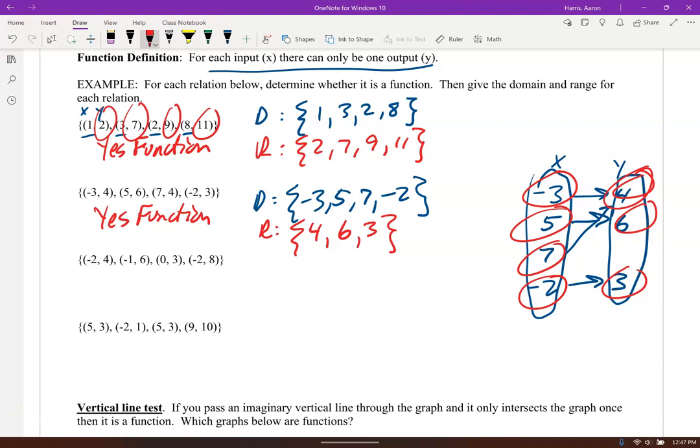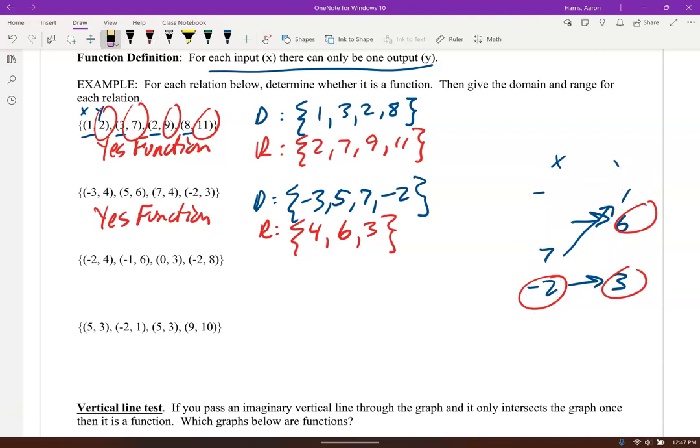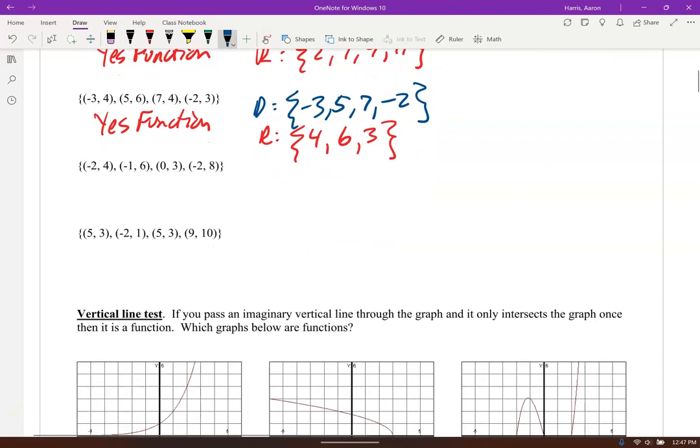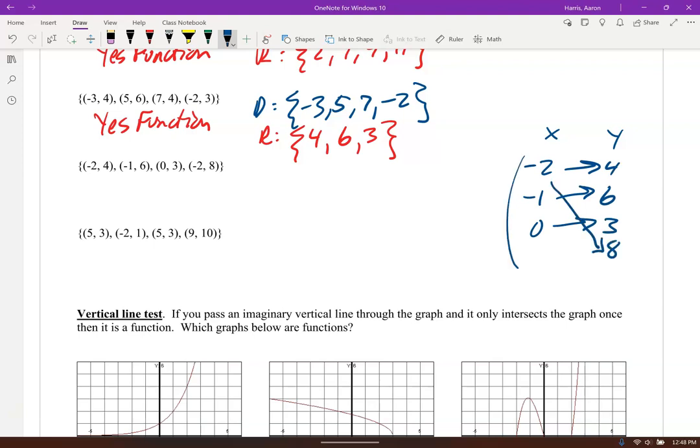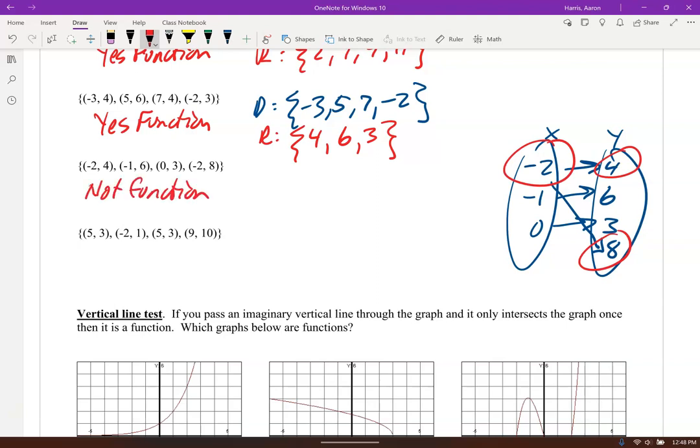Let's go to the next one. And let's test it to see if it's a function. -2, 4. -2 onto 4. -1 onto 6. 0 onto 3. And -2 also goes to 8. So for this x, I have two y's, not one y. So I instantly say that's not a function. Fails.